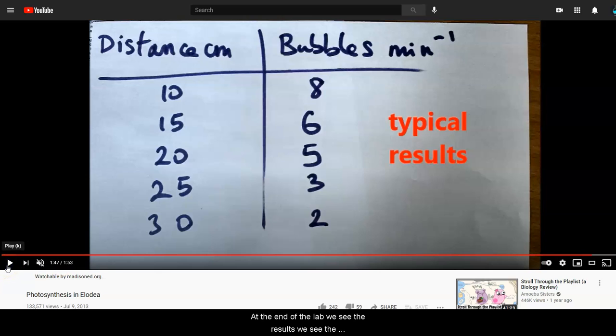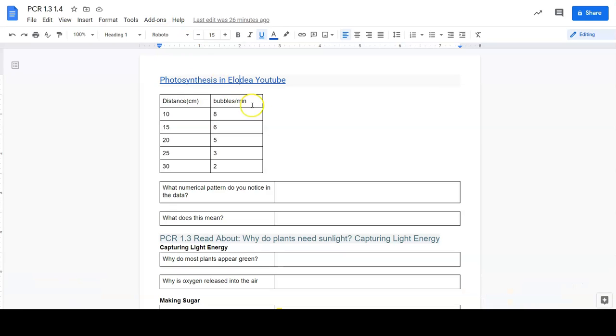At the end of the lab, we see the results. We see the different distances and the bubbles per minute. A chart has been placed onto the document for convenience. And the first question is, what is the numerical pattern you notice in the data? And basically what we're looking for are the trends. So the distance increases. And as the distance increases, the bubbles decrease. So that would be our answer in a full sentence.